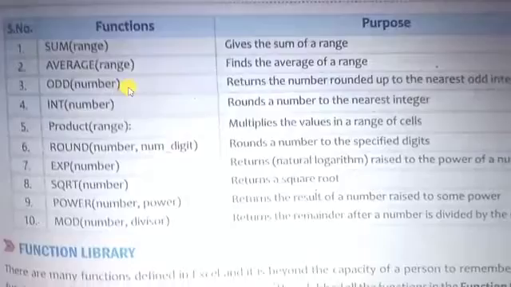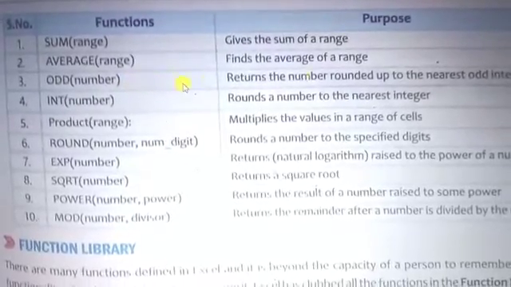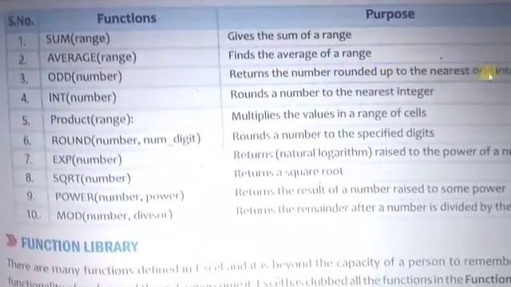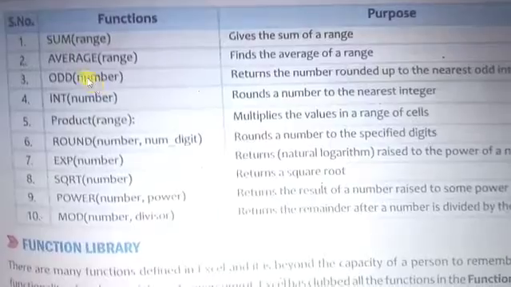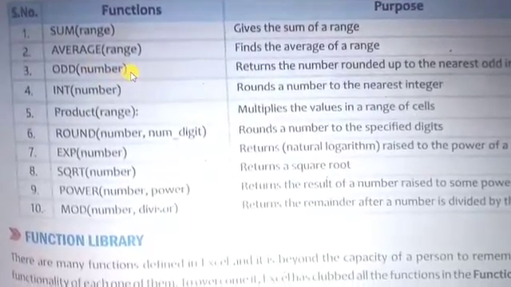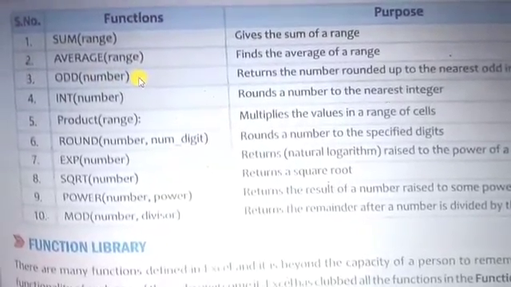Then there is the odd function. This is different. What is odd? It returns the number rounded up to the nearest odd number. Suppose you give the even number 10. The next odd number is what? 11. It gives the output 11.